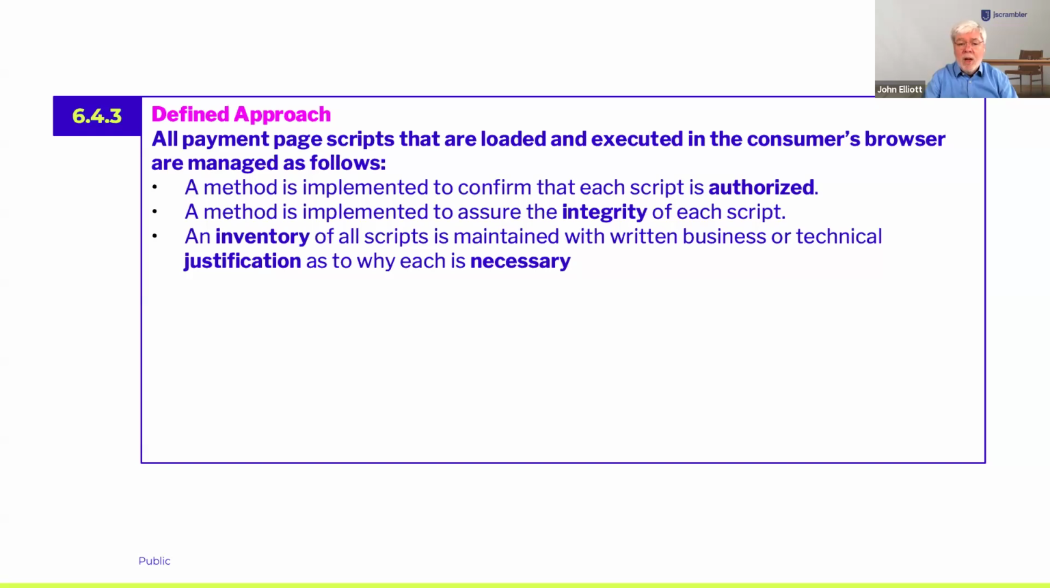One of the problems we found with compromises before version 4 is merchants didn't know what scripts were on their website. And so the idea of 6.4.3 was to make sure that you knowingly put a third-party or a first-party piece of JavaScript on your website, rather than it just happening to appear one day and nobody knew where it came from or who owned it.